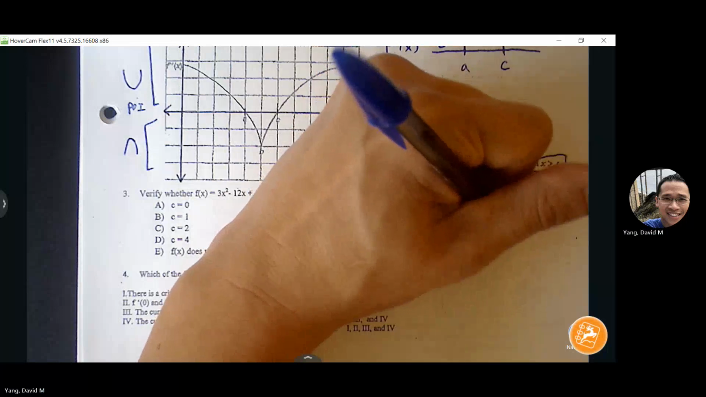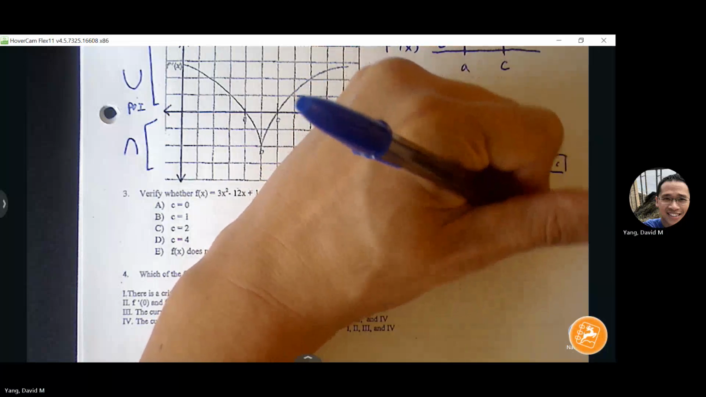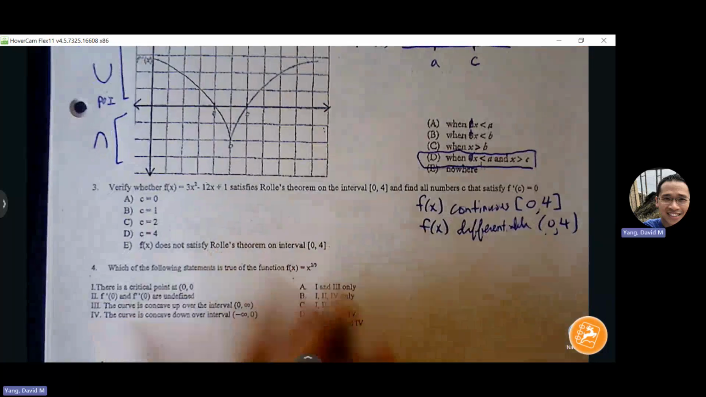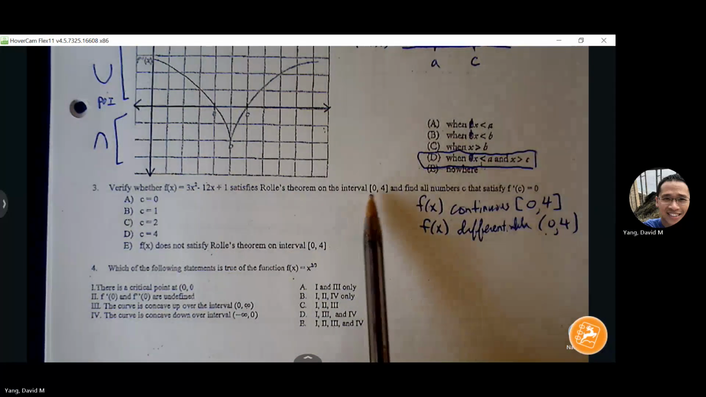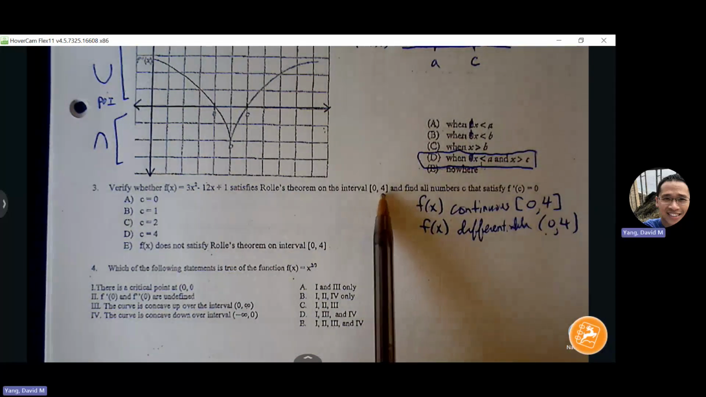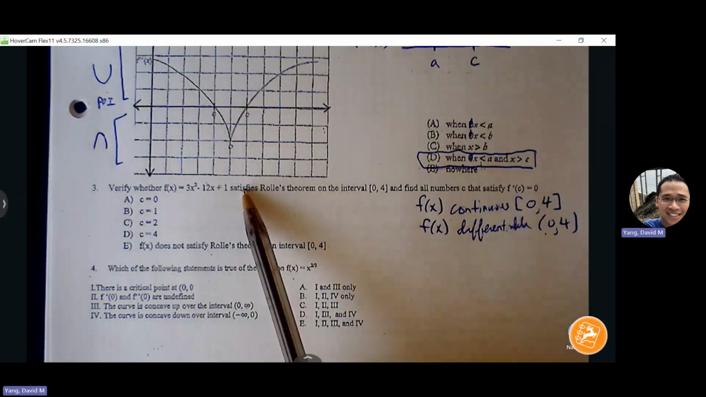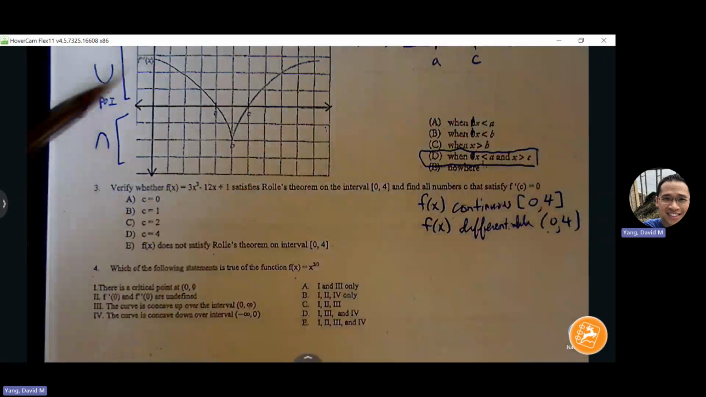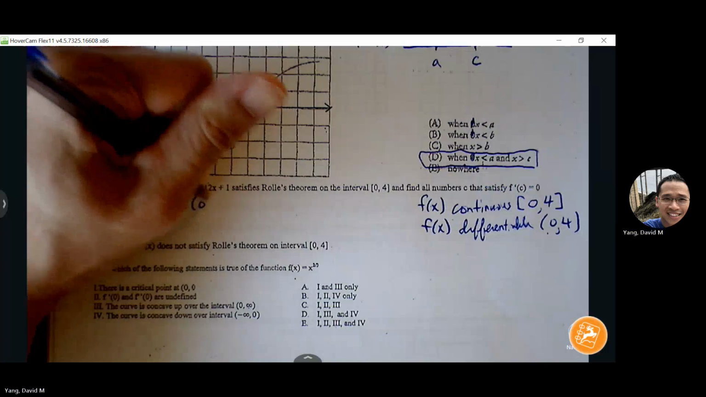Parentheses. Okay, next up, we have to confirm that the endpoints have the same what? Not the same slope, but the same y value, right? If they have the same y value, then we know that they are across from each other, which means the slope between the endpoints is going to be 0. So we're going to plug 0 and 4 into f of x.